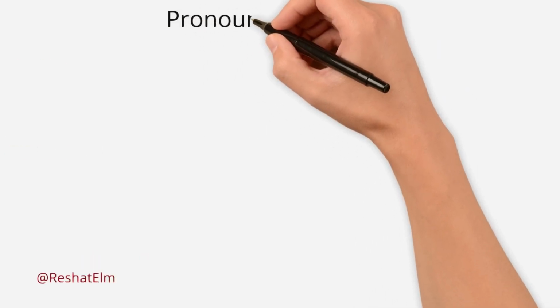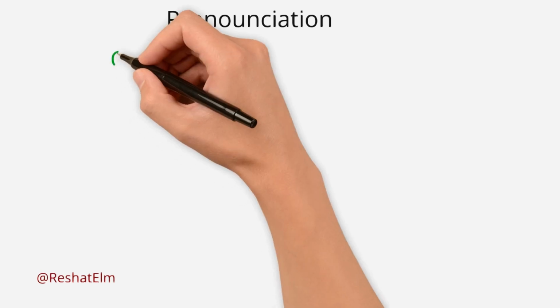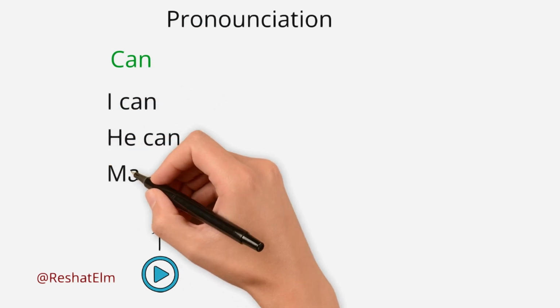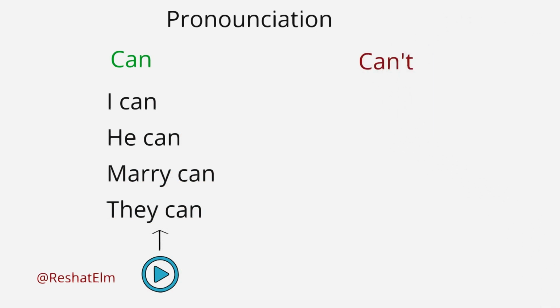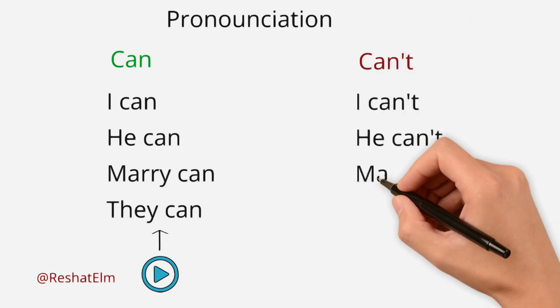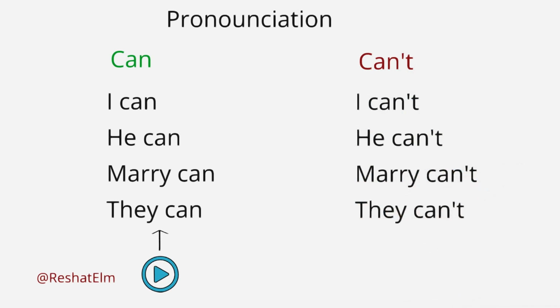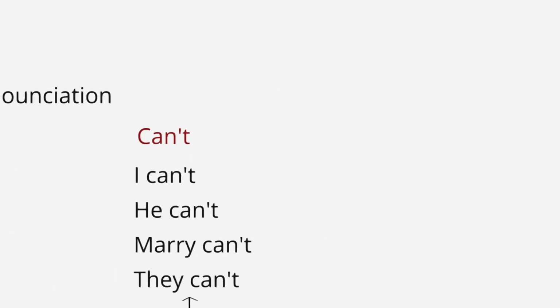The pronunciation of can and can't. In this video, we pronounce it very slowly. Can, can't. But native speakers don't pronounce it this way. If it's positive, no pauses. I can, he can, Mary can, they can. If it's negative, I can't, he can't, Mary can't, they can't. So you don't hear a clear T at the end of can't, but there is a short pause between the subject and can't if it's negative.